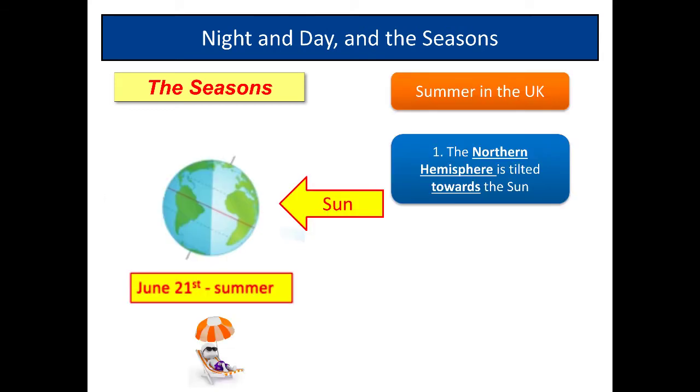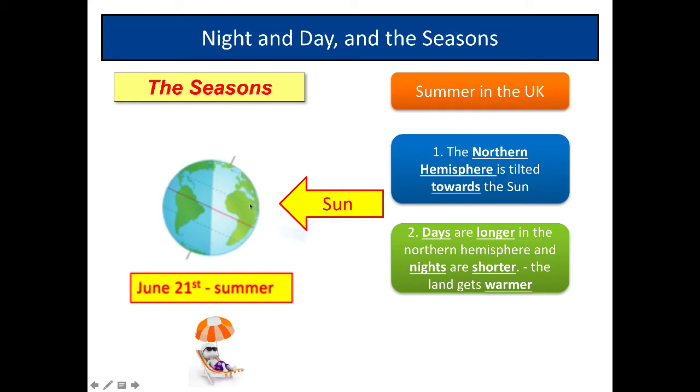Well, let's look first of all at summer in the UK. Looking forward to that. In summer in the UK, the northern hemisphere, that's the bit north of the equator, is tilted towards the Sun. Days are longer in the northern hemisphere and nights are shorter. As I'm making this video, it got light at about 6 o'clock this morning, and it'll get dark about 8 p.m. tonight. So days are getting significantly longer, which is lovely.